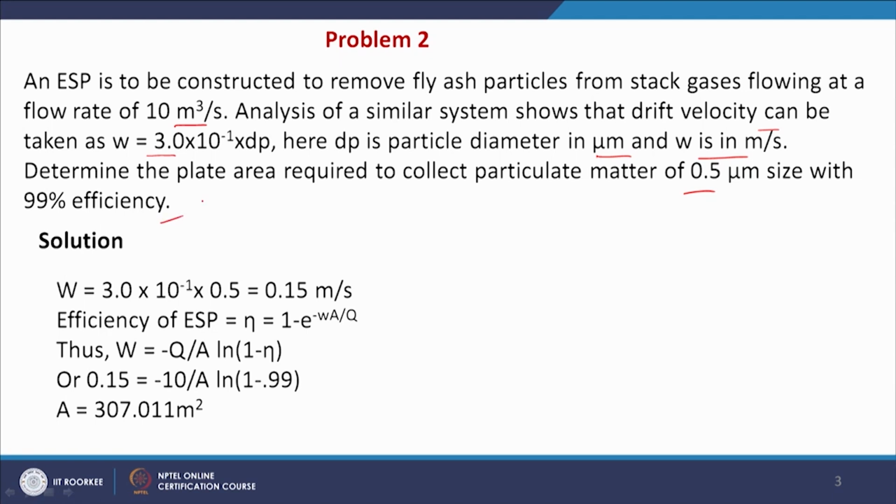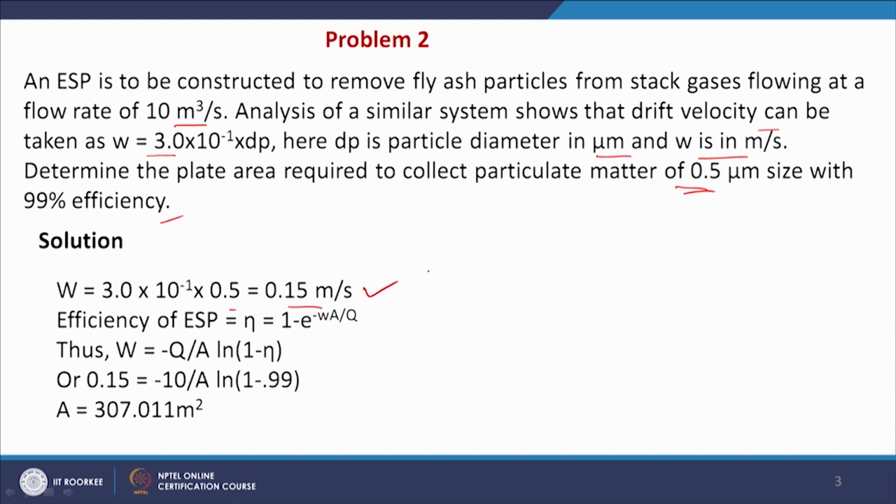So, we have to calculate the area requirement again. In this case the efficiency is 99% for the particle size of 0.5 micrometer, and the drift velocity here is given as a function of dP, that is the particle diameter. In our case dP value is 0.5 micrometer, so W is equal to 3 into 10 to the minus 1 into 0.5, that is equal to 0.15 meter per second. So, this is our drift velocity.